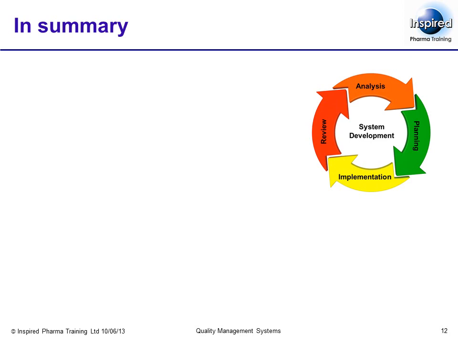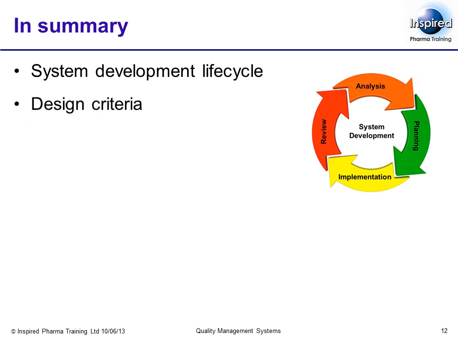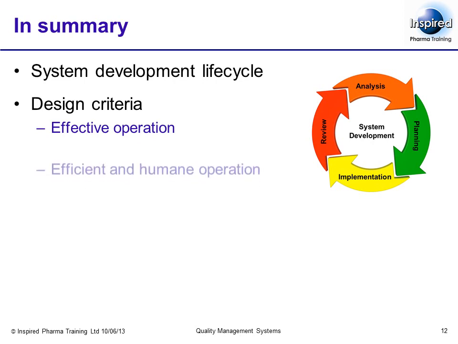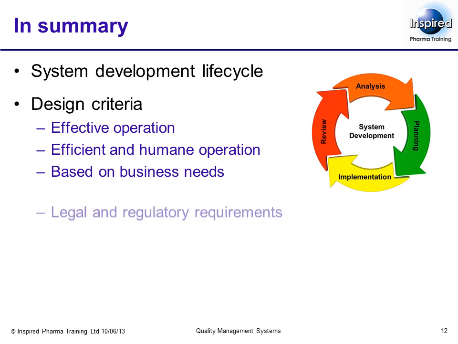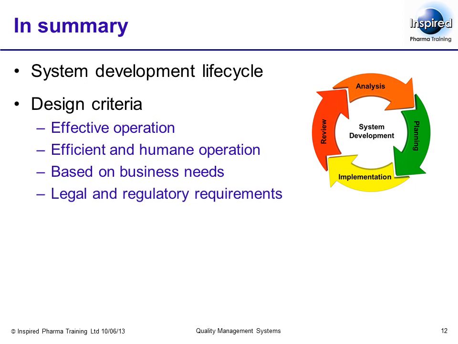In this chapter, we have looked at the first stage of a system development life cycle, that of analysis and planning. In that analysis, we have asked what should our system be designed to do, and have looked at the design criteria. We have suggested that the system should afford us assurance of effective operation and, additionally, efficient and humane operation. We have also proposed that such a system should be based on business needs and not be an expensive add-on that adds little value, and that it should incorporate all legal and regulatory requirements.